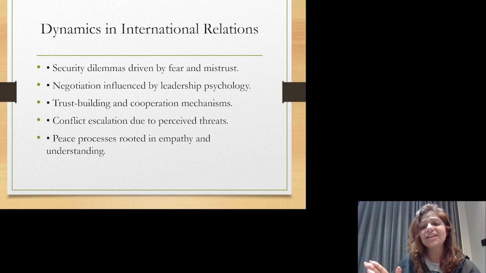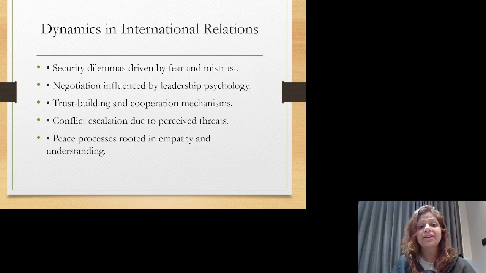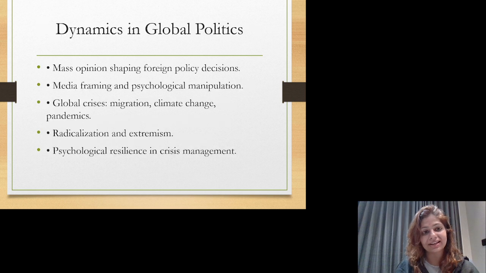Dynamics in international relations as a separate discipline: security dilemmas driven by fear and mistrust, negotiation influenced by leadership psychology, trust building and cooperation mechanisms, conflict escalation due to perceived threats, and peace processes rooted in empathy and understanding.